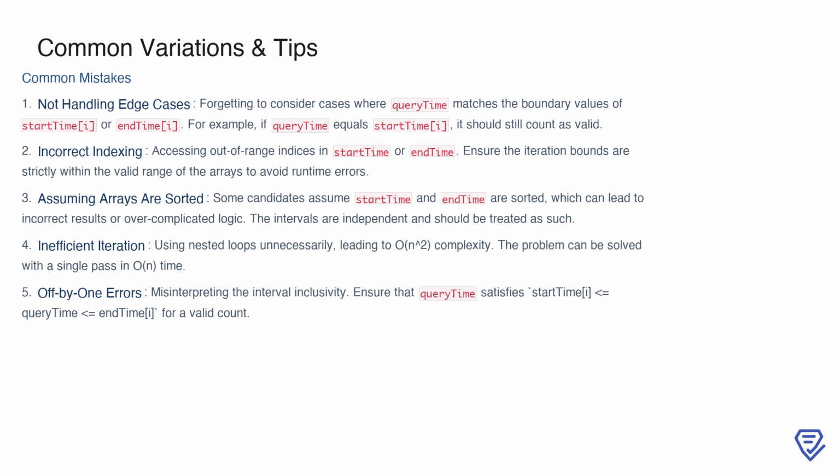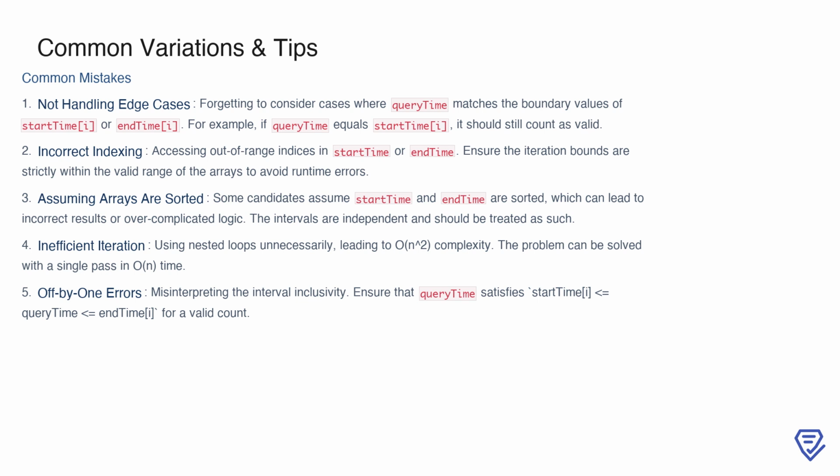Another frequent issue is incorrect indexing, such as trying to access indices outside the valid range of the start time or end time arrays. Always ensure your loop boundaries align with the array bounds to avoid runtime errors. Additionally, don't assume the arrays are sorted. Many candidates mistakenly believe the intervals are in order, which can lead to overly complex logic or incorrect solutions. Each interval is independent and should be treated as such.